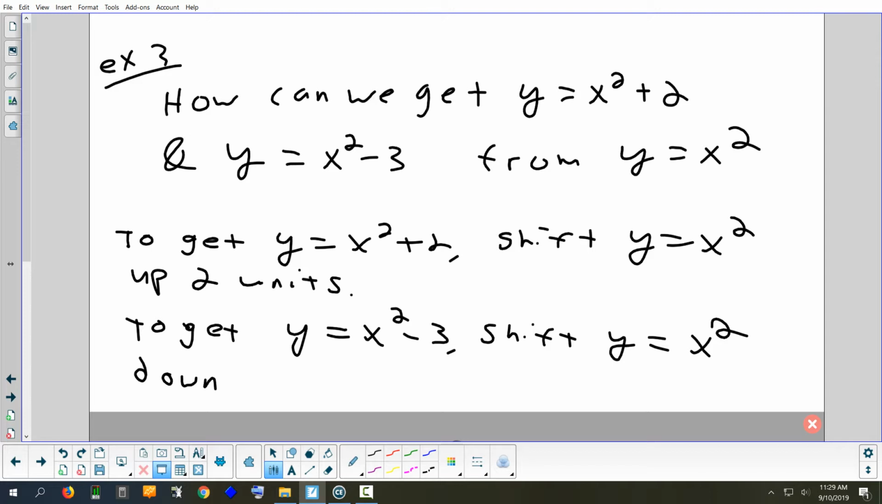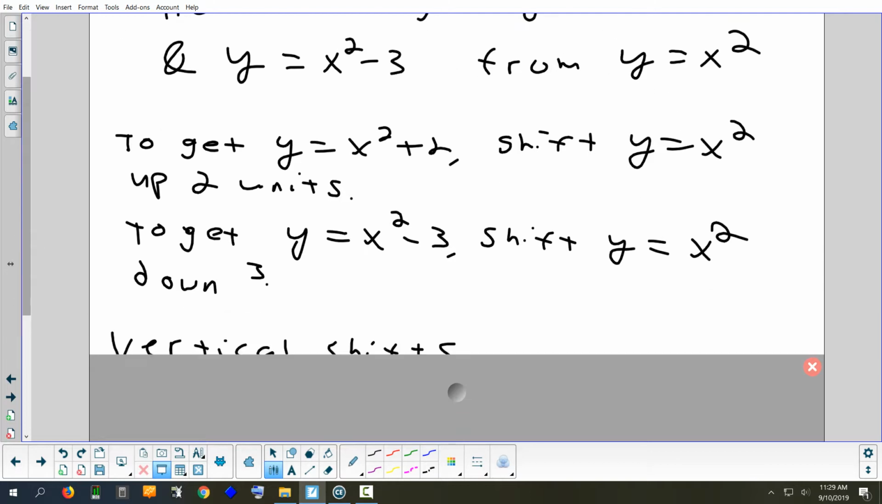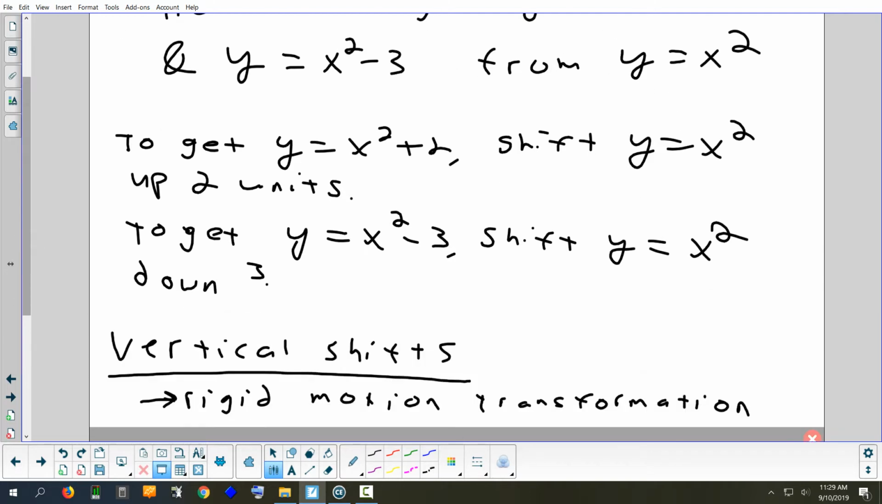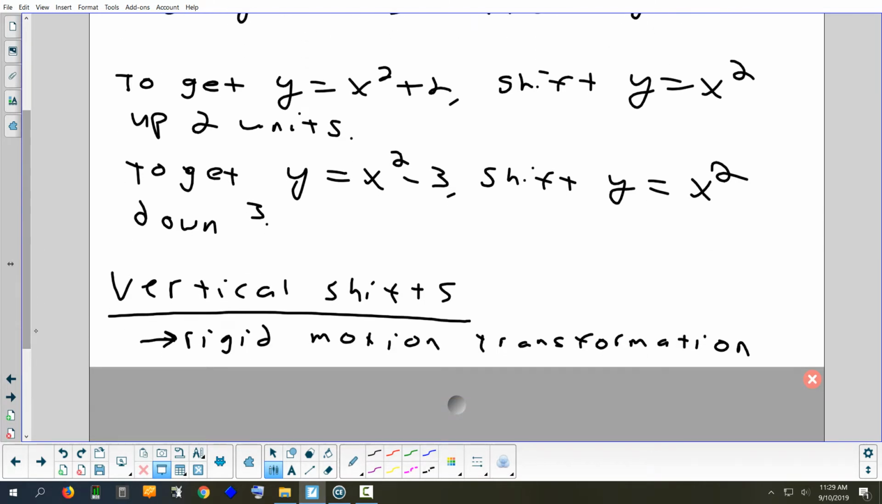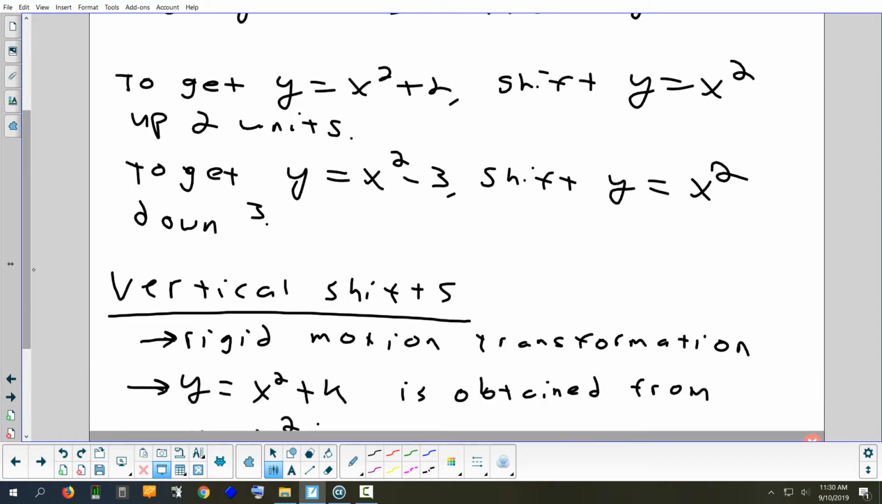So what do you think controls whether it goes up or down? Minus or plus. Yep, minus or plus. Okay, so these are both examples of vertical shifts. These are rigid motion transformations. Rigid motion means you're not distorting your image. You're just taking it and moving it somewhere. There's no stretch happening. So rigid motion.